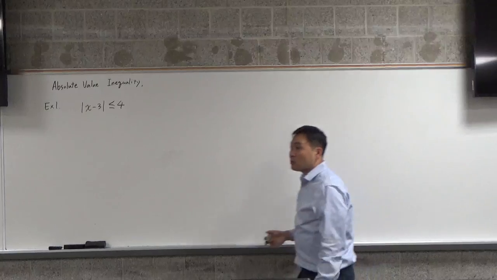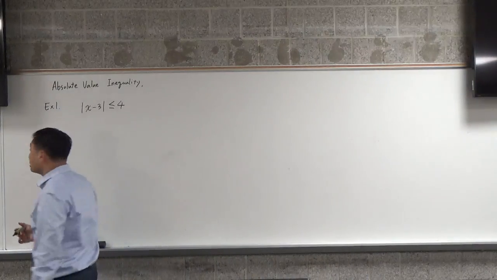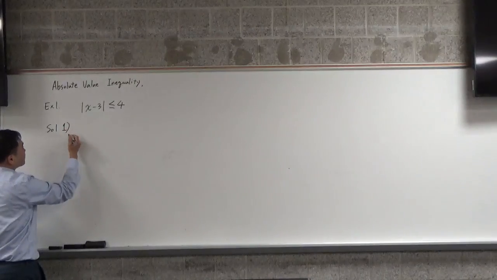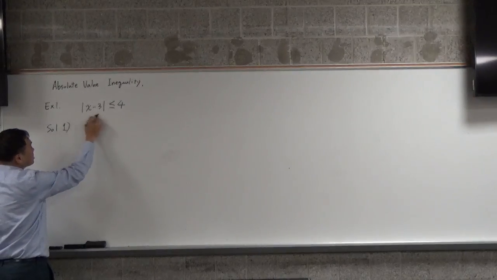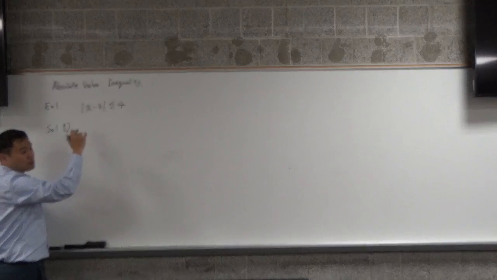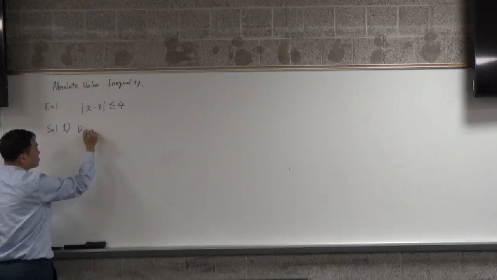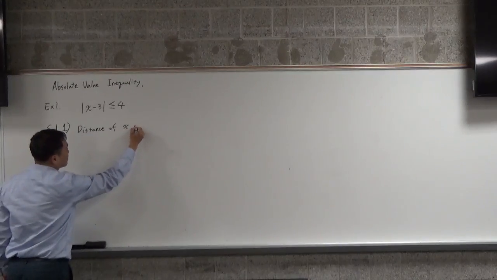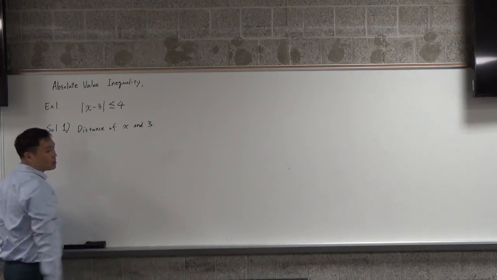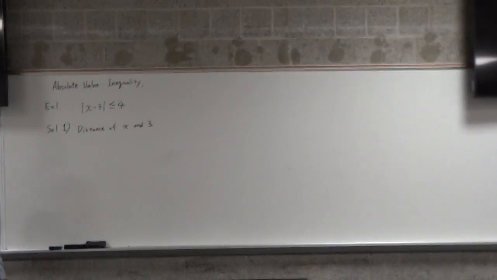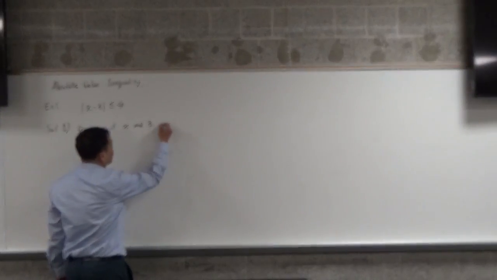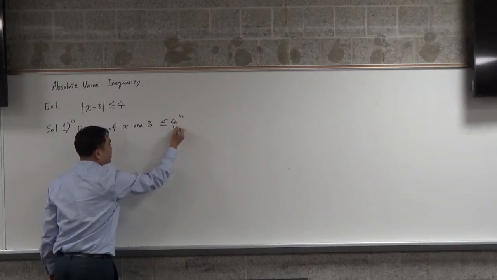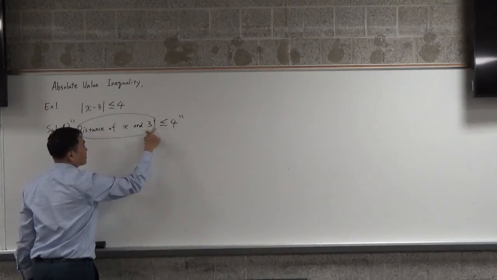Okay, just like how we solve the absolute value equation, let me first show you how to solve this graphically. So, what's the meaning of absolute value of x minus 3 in terms of distance? It's the distance between x and 3. Right? This is less or equals to 4. That's what it's saying.